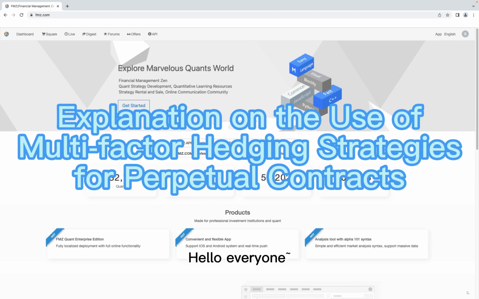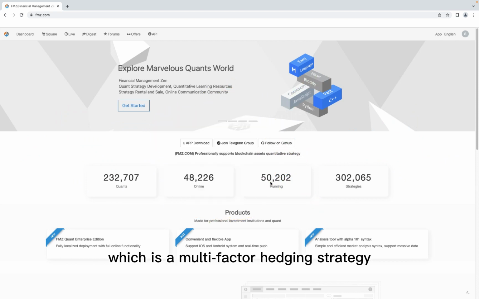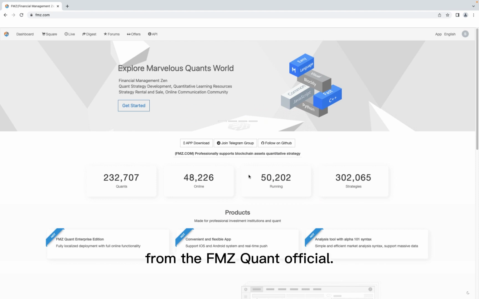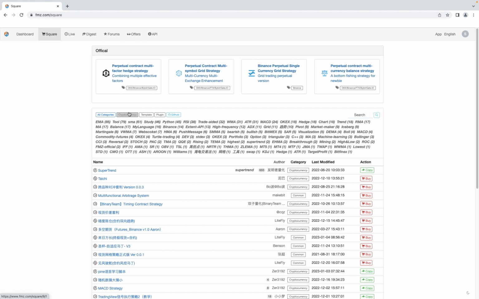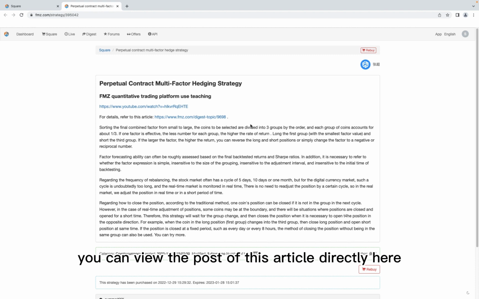Hello everyone. In this lesson, we are going to learn and share a strategy, which is a multi-factor hedging strategy of perpetual contracts from the FMZ Quant official. We also wrote an article to explain the principle of this strategy. If you are interested, you can view the post of this article directly here.